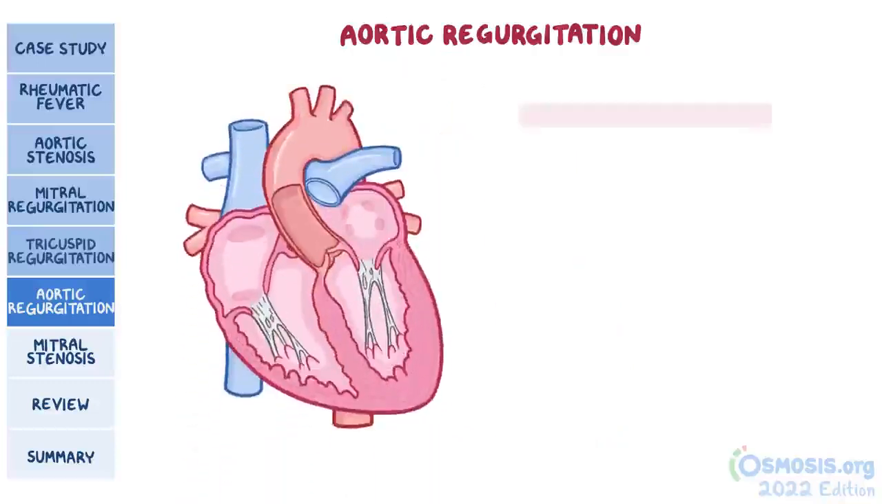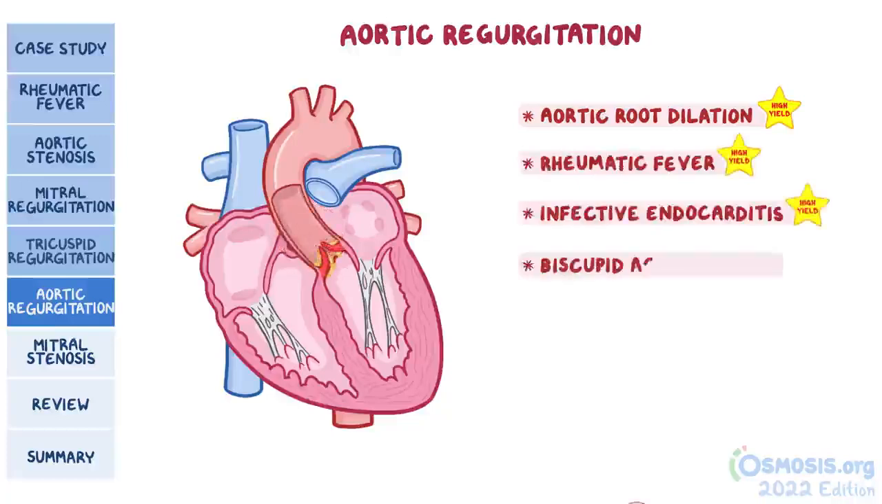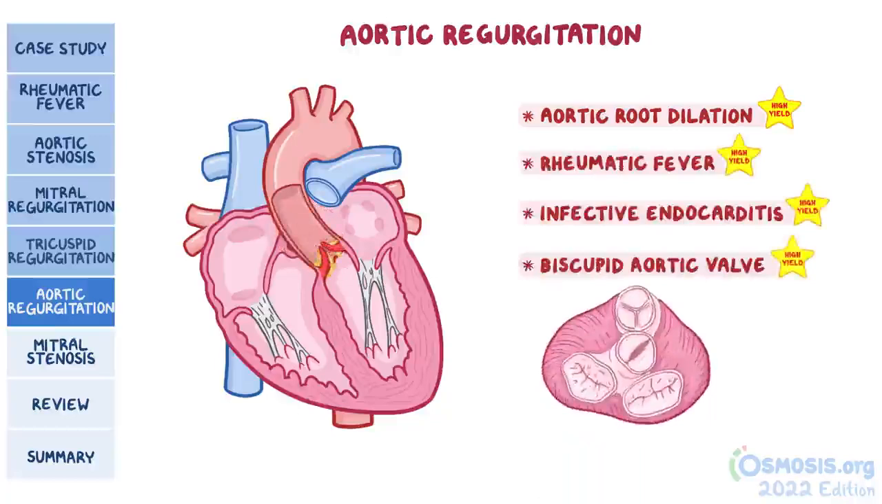About half of the cases are caused by aortic root dilation, where the leaflets are also pulled apart, making it harder for the valve to fit together and close all the way, so some blood ends up flowing backwards. Besides aortic root dilation, regurgitation can also happen due to valvular damage from something like rheumatic fever, infective endocarditis, or from a bicuspid aortic valve which doesn't close properly.